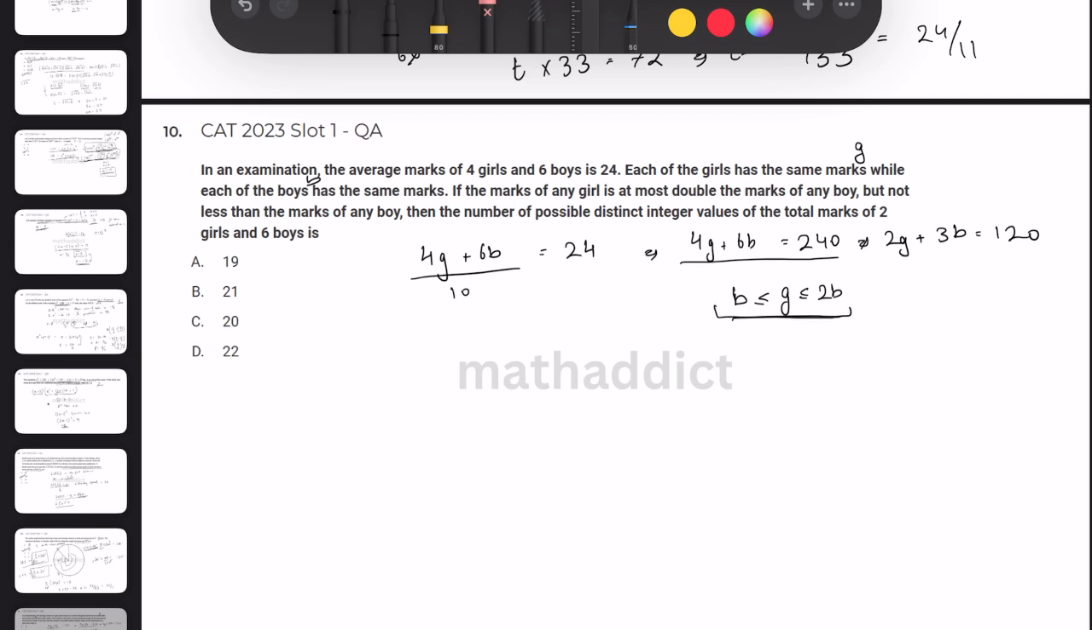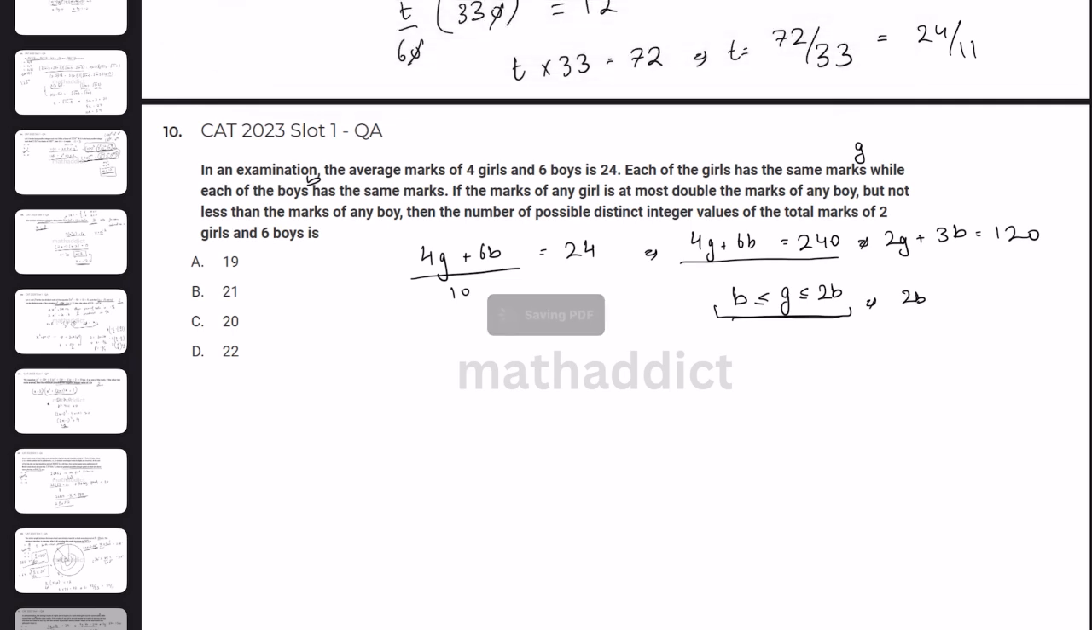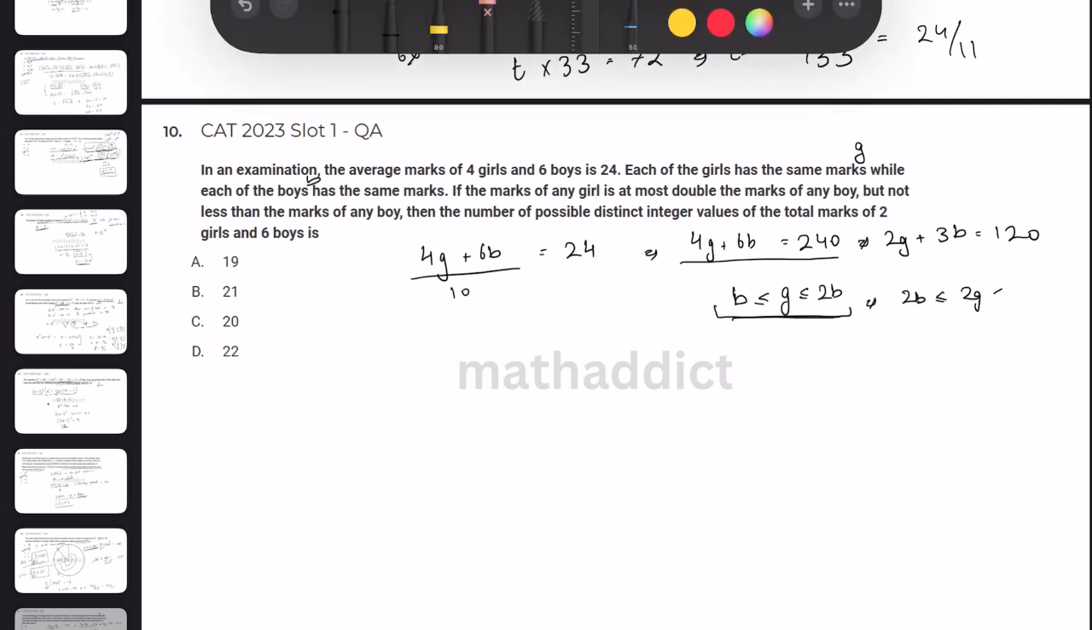Multiplying this inequality by 2, we get 2B is less than or equal to 2G is less than or equal to 4B, and then we'll add 3B to this inequality, which will give us 5B is less than or equal to 120, which is less than or equal to 7B. From this we get B is less than or equal to 24. From this we get B is greater than or equal to 120 by 7.